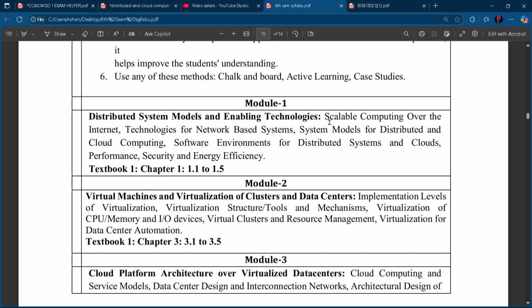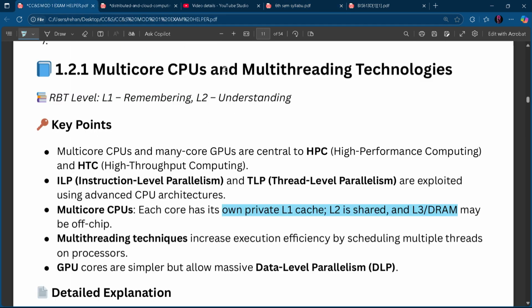Oh, this is 1.1.2. Wow, great. So we are now in technologies for network-based system. So multi-core and multi-threading technology. Just a minute. So here we have three topics under this first one.